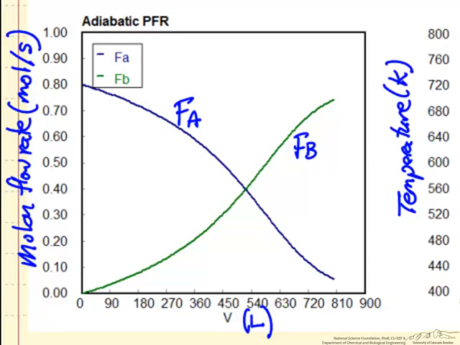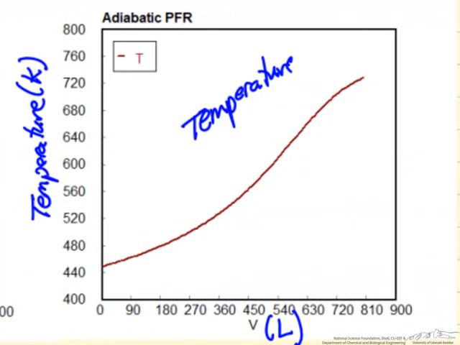As we move through the reactor, the molar flow rate of A decreases to a relatively low value, and correspondingly the molar flow rate of B increases, and of course this would also correspond to the molar flow rate of C. And you'll notice that the rate at which FA is decreasing actually becomes faster as we go further down the reactor because the temperature is increasing. So this is a rather dramatic temperature increase, which demonstrates what can happen in an adiabatic reactor.